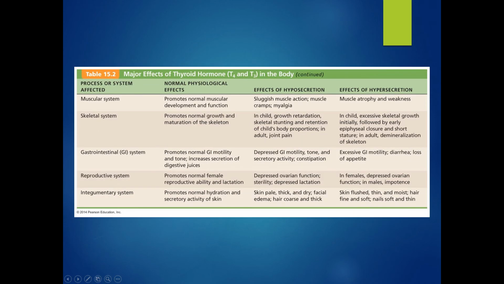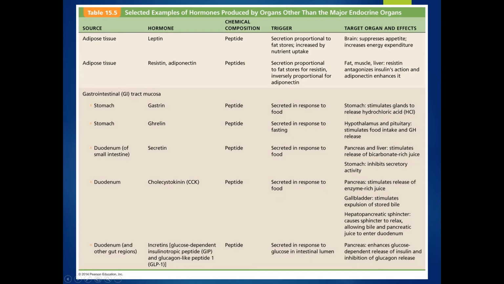Muscular system. Okay, we also need thyroxine for our muscular system. I'm not going to get heavy duty into these: skeletal system, GI tract, reproductive system, and integumentary system. Okay, so what are hormones produced by organs other than major endocrine organs?